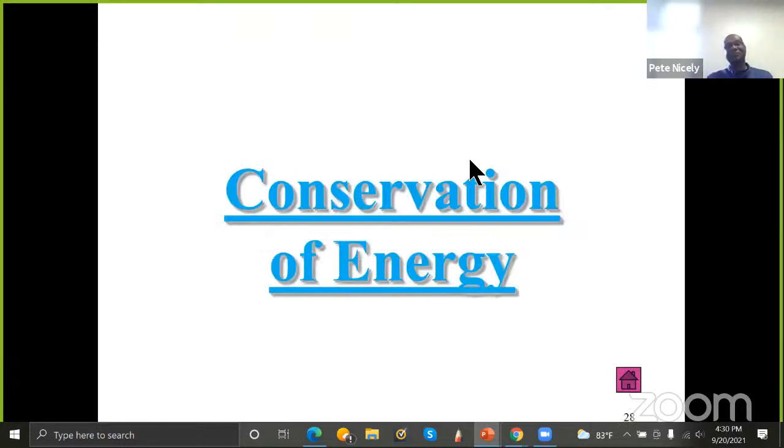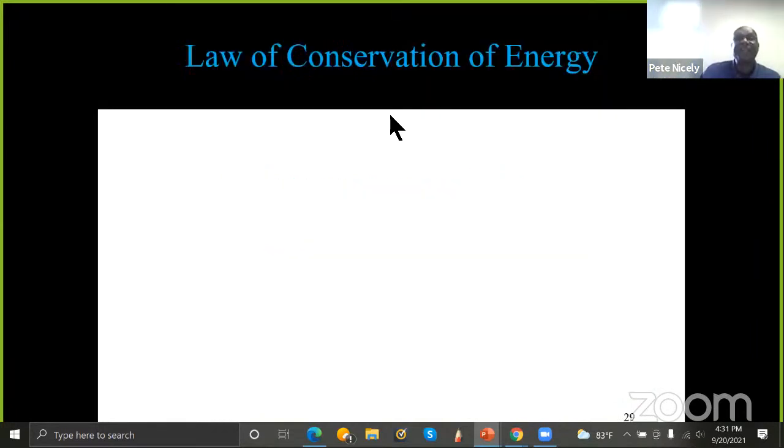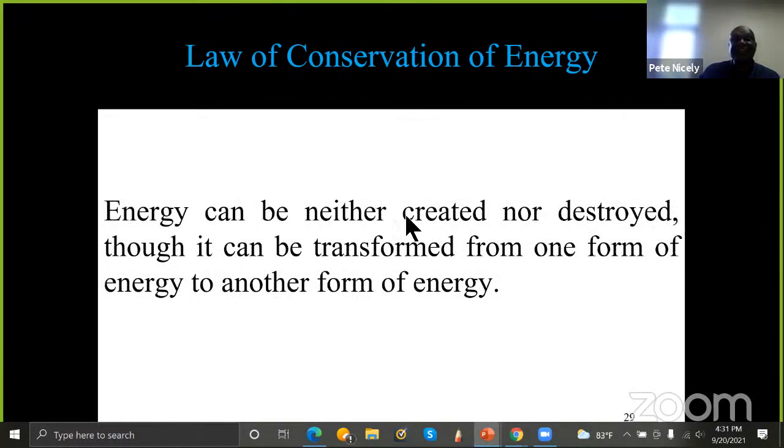Okay, so before we get to the next example, let's talk about the principle of conservation of energy. In fact, it's a law. This law says that energy can neither be created nor destroyed, though it can be transformed from one form to another form of energy. Another way of stating this is that the energy of the universe is constant. So basically, you can have the transfer of energy from one form to another and from one object to another, but you won't have energy being created or destroyed in any process whatsoever.